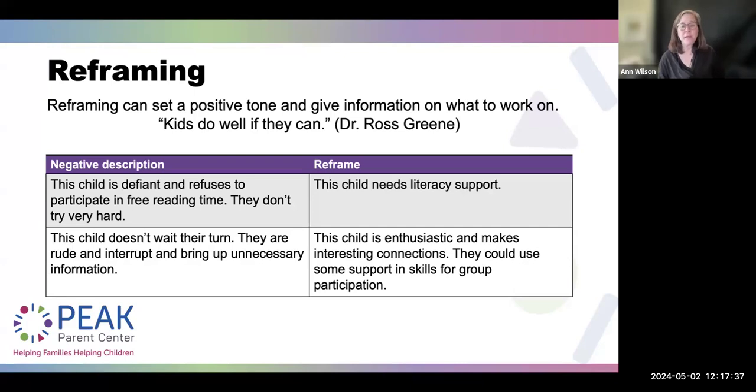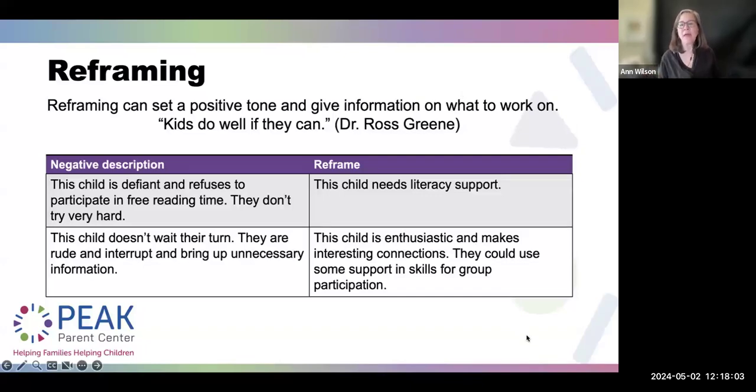They don't try very hard. The reframe may be that this child needs literacy support. This might happen. A lot of kids in early elementary might experience something like that. Or you might hear something, this child doesn't wait their turn, they're rude and interrupt, and they bring up unnecessary information. Maybe that means that the child is enthusiastic and they make interesting connections.